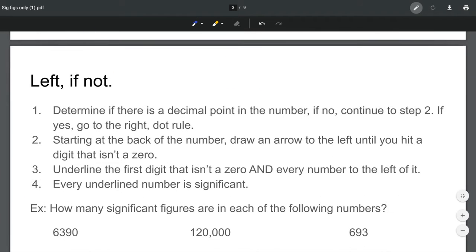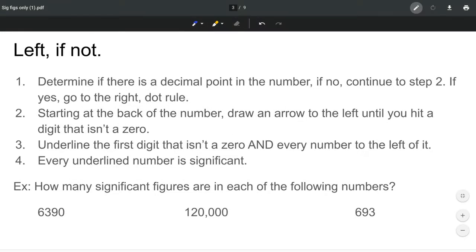All right, moving into left if not. So if there is not a decimal point, then we start at the back of the number and we draw an arrow to the left until I hit a digit that is not a 0. Start underlining there, and then everything else to the left of it is significant. So I start with this number. There's no decimal place, so I read the number, swipe it to the left, and that's significant, that one, so I have 3 sig figs.